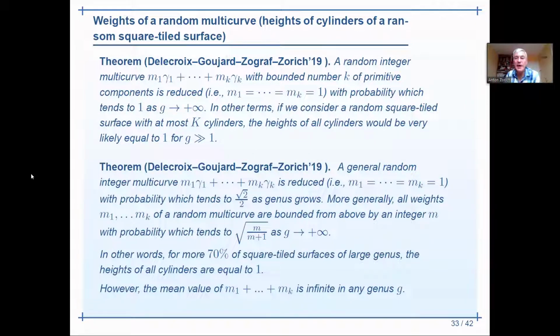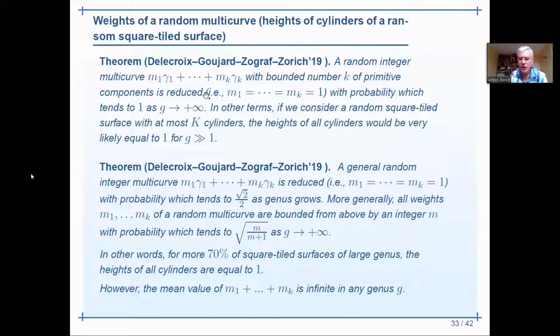Now, what about the heights? If you consider conditional probability, only square-tiled surfaces with a given number of cylinders, say 1 cylinder or 2 cylinders or 3, and you ignore all the other ones, then for square-tiled surfaces with fixed number of cylinders, all the heights would be equal to 1 with probability which tends to 1 when genus grows. If you consider all square-tiled surfaces, then it's not true anymore, and all heights would be equal to 1 with probability which tends to square root of 2 over 2.